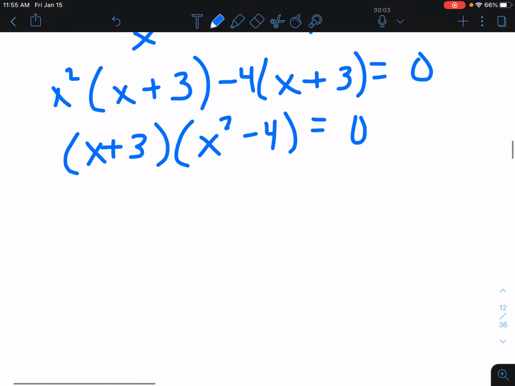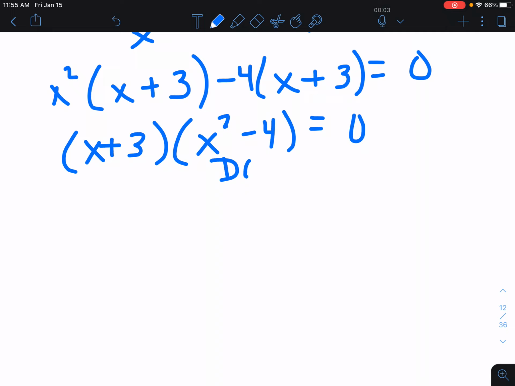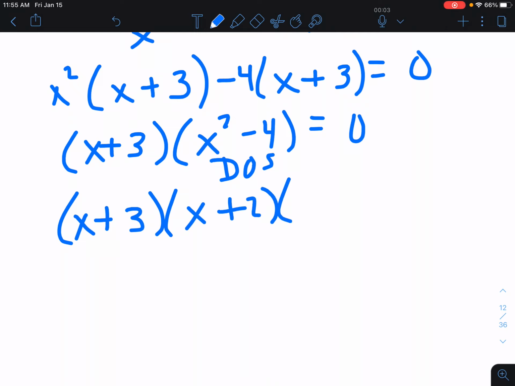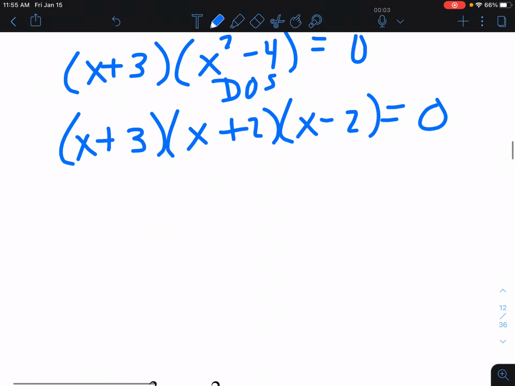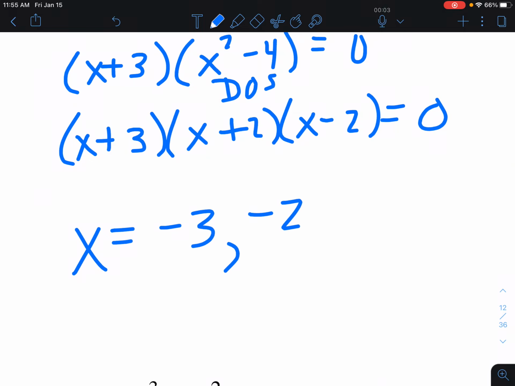Can we factor more? Yes, we can. This is a difference of squares. So it'll be split up, divided into x plus 2, x minus 2. All right, answer time. We're going to get 3 answers here. We could do the shortcuts here. The first one will be negative 3, negative 2, and 2.